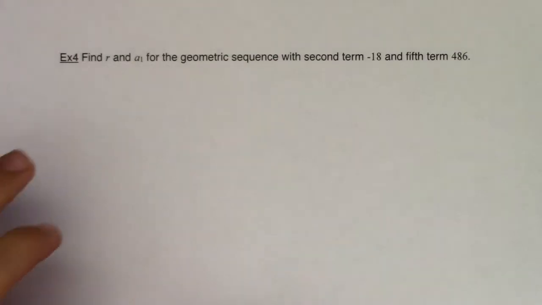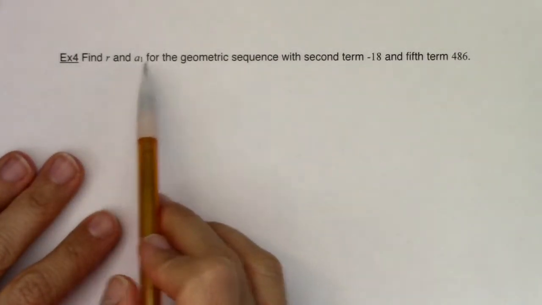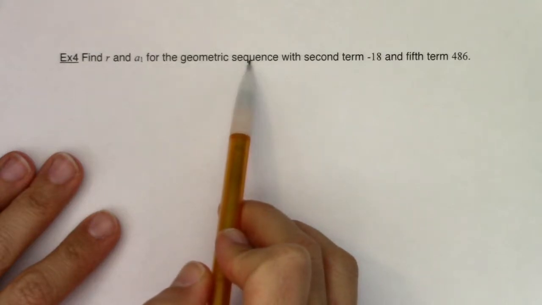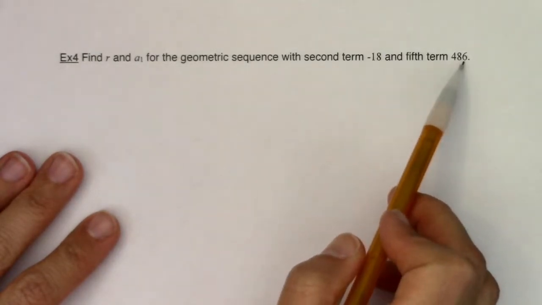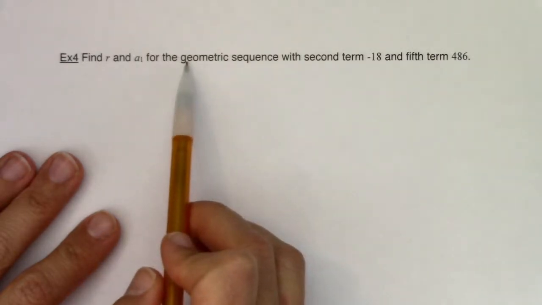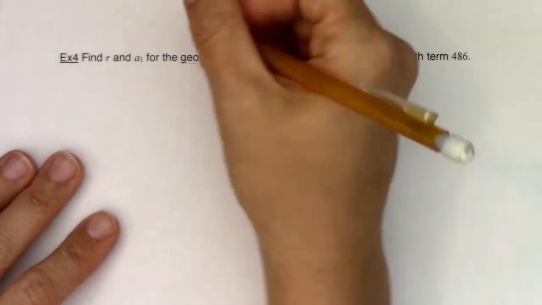31, welcome to example 4. So let's see, we are being asked to find r and a sub 1 for a geometric sequence with the second term being negative 18 and the fifth term being 486. Okay, so things that are standing out to me, I hear geometric and I hear sequence. So again, like always, I hear list of numbers and I have an r.